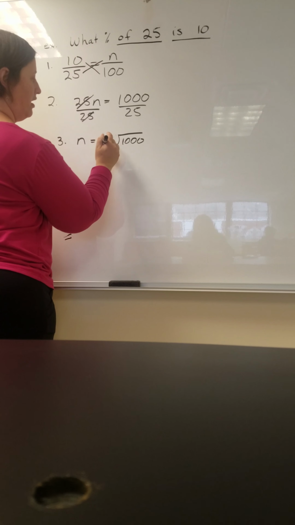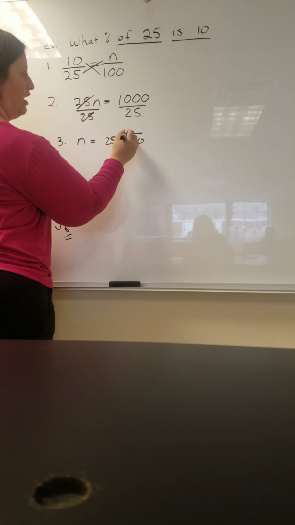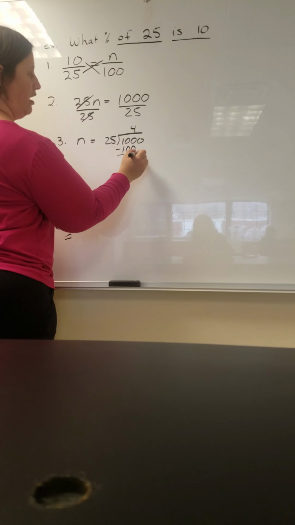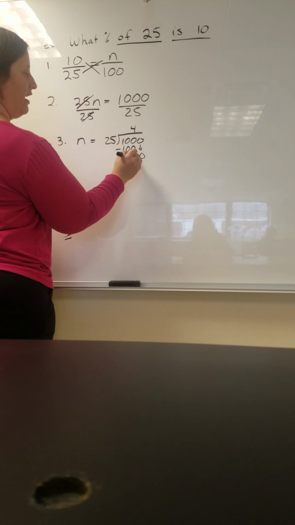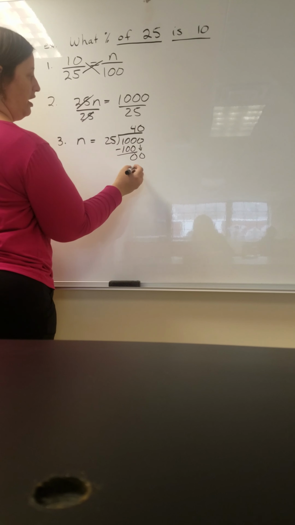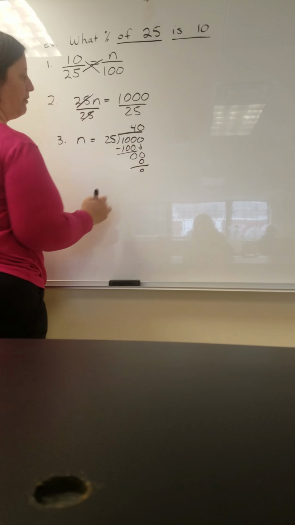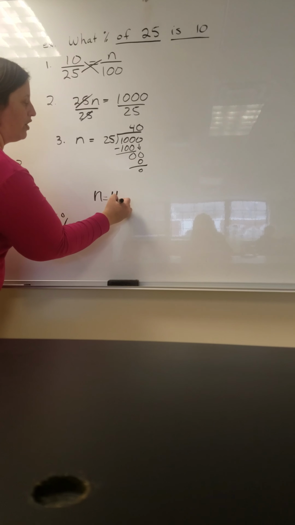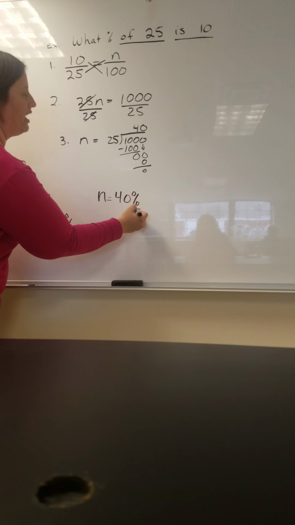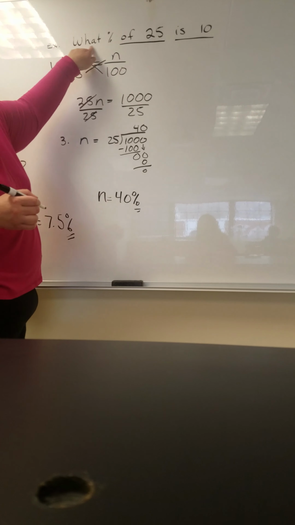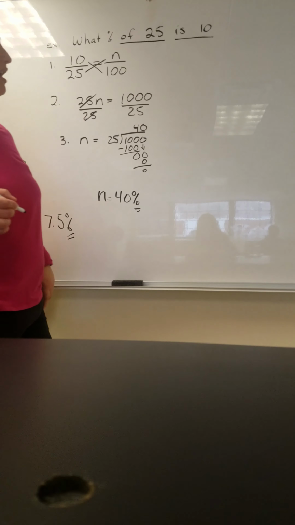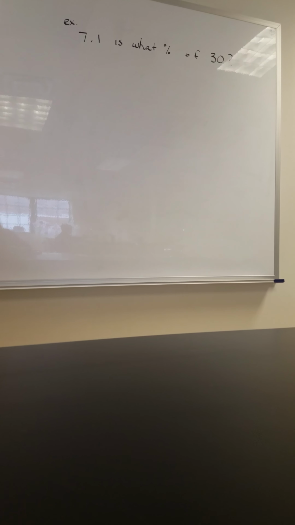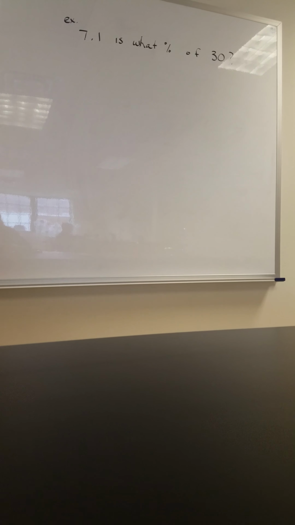25 goes into 100 4 times. 4 times 25 is 100. Bring down the 0. 25 goes 0 times into 0. Finish it up if you want. So n equals 40%. Again, don't forget the percent. Why? Because we're being asked for what percent. All right, the last example is 7.1 is what percent of 30.